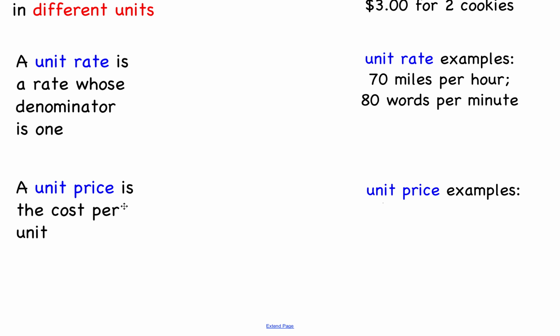A lot of times you'll see these at the grocery store on the shelf. If you look at the price tag on the shelf, it'll include a unit price. And it's a very simple way for you to compare the best deal. So examples of a unit price might be $1.50 per cookie or $2.39 per gallon of gasoline.